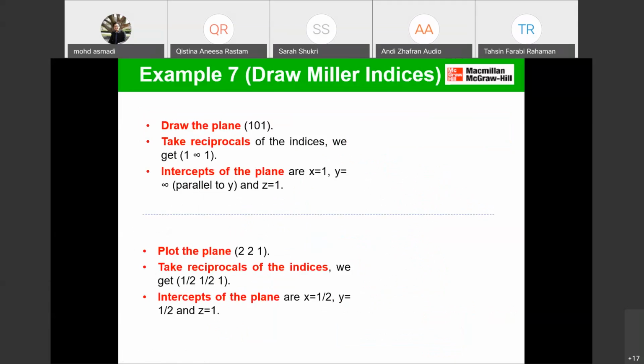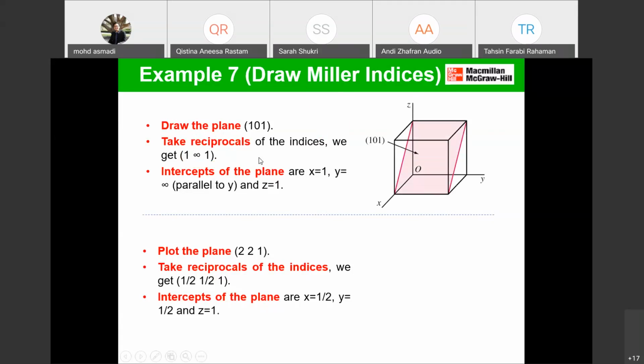So how about if you're given the indices and you have to draw the plane? For example, this one, draw the plane 101. What you have to do is take reciprocals of the indices. Once you take reciprocals, 1, 1, then 0 becomes infinity, and 1, so you get 1 infinity 1, and then you can draw. This is for the x-axis, y-axis, and z-axis, so just draw the box.